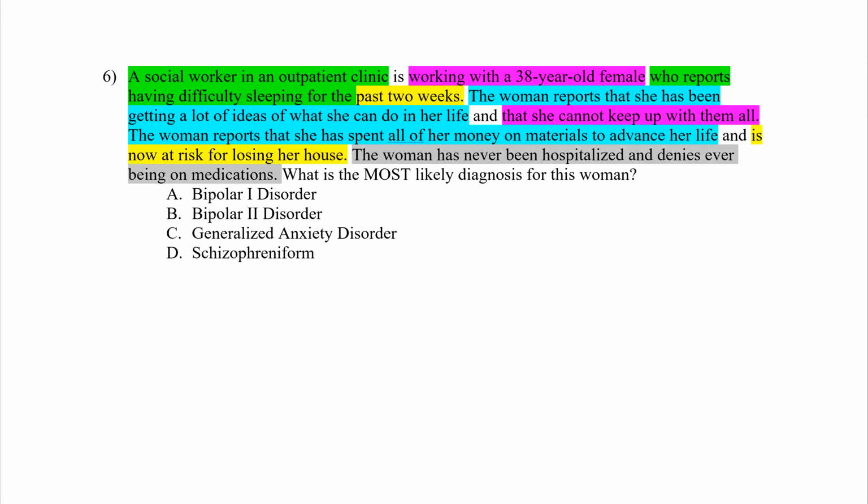The woman has never been hospitalized or been on medications. What is the most likely diagnosis for this woman? So let's break down each diagnosis, compare back to the question to see what we're looking at in particular.